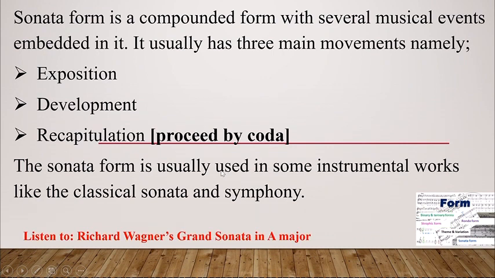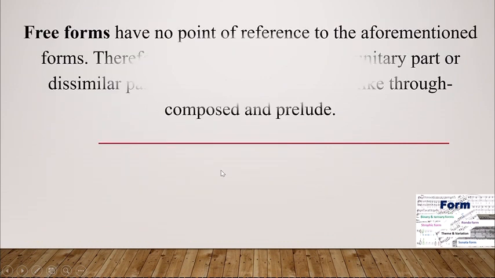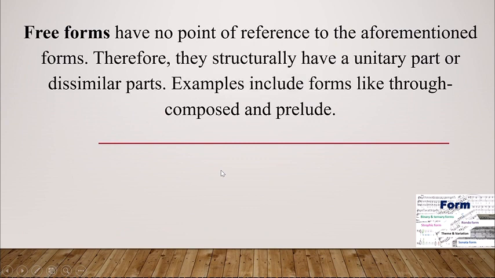And free form. In free form, it has no point of reference to the aforementioned forms. Therefore, structurally they have a unitary part or entirely dissimilar parts. Examples of forms like this can be traced to through-composed music or preludes. Now you may listen to those music too.